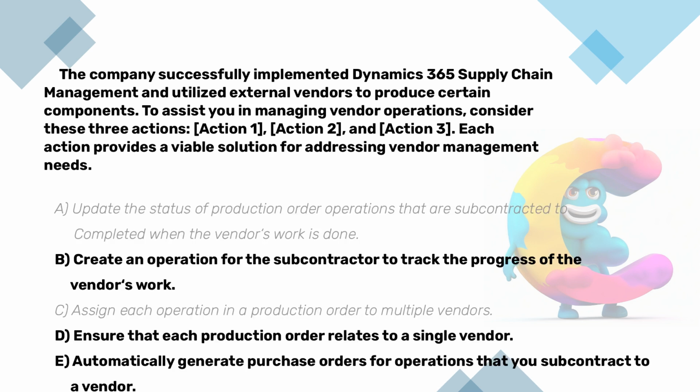To effectively manage vendor operations under Dynamics 365 Supply Chain Management, the following three actions should be recommended. Create an operation for the subcontractor to track the progress of the vendor's work. This ensures that each subcontracted order is monitored and tracked, helping in timely delivery and efficient management. Also, ensure each production order relates to a single vendor. This simplifies operations by reducing complexity and potential issues associated with multiple vendors per production order.